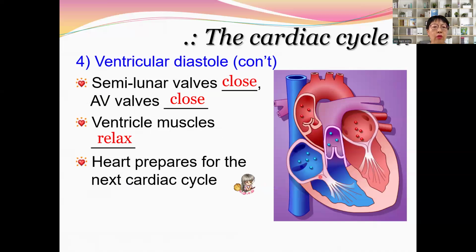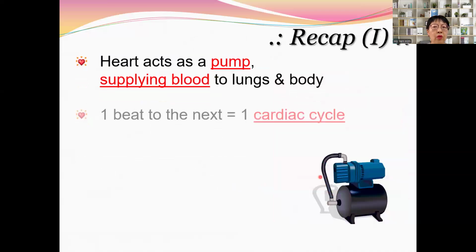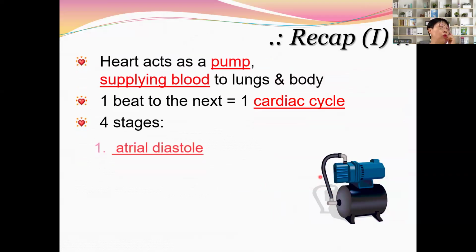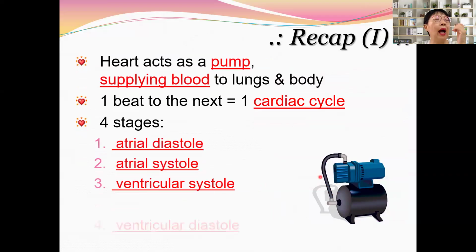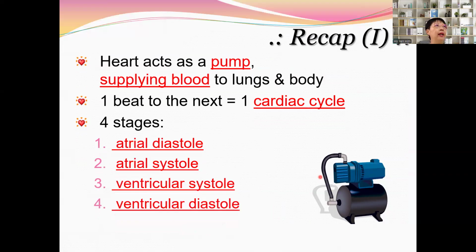So now, recap before we go to the graph. Our heart is a muscular bag. It acts as a pump to pump the blood around the lungs and also around the body. So the pulmonary circulation and the systemic circulation. Okay? So one heartbeat to the next heartbeat is one cardiac cycle.